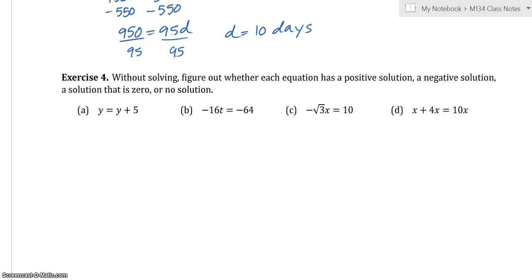Okay, let's do part A together. What are we going to do here to solve for y? We're going to subtract y and they go away. But if you remember, when you get 0 equals 5, that means no solution.